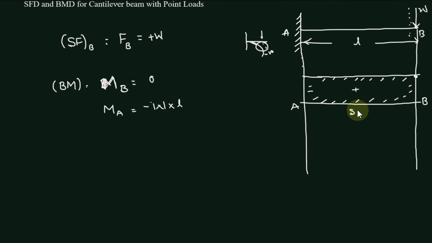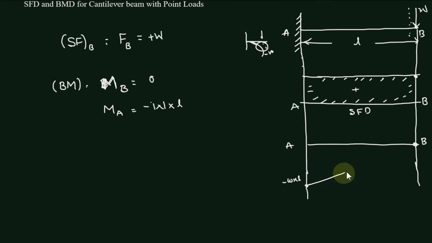So it has a negative magnitude, right? We will try to draw the shear force and bending moment diagram. This is the shear force diagram. Let me draw the bending moment diagram. This is A, B. The bending moment at B is 0 and at A it is minus W into L.